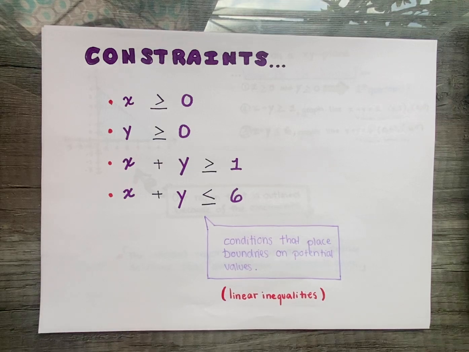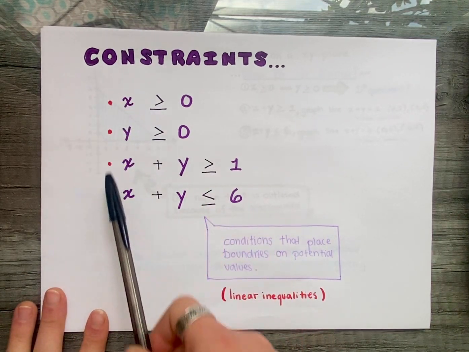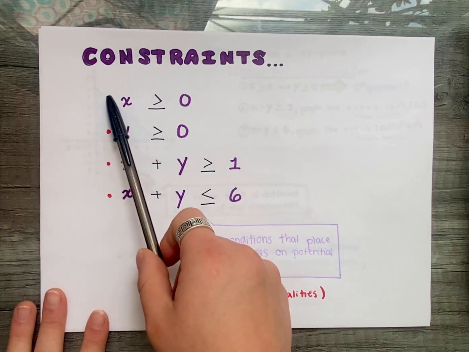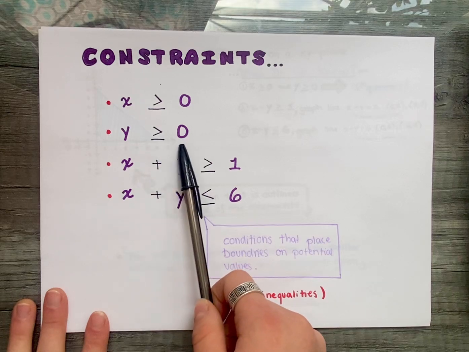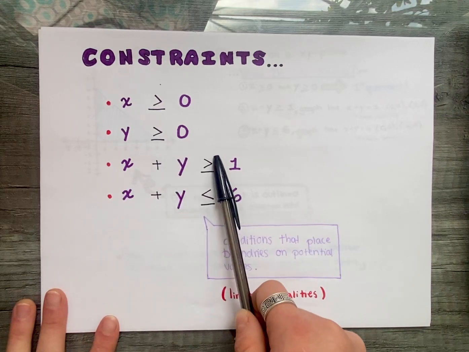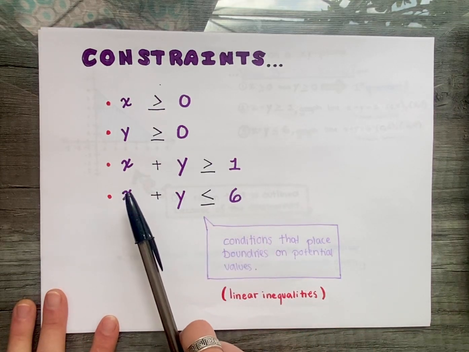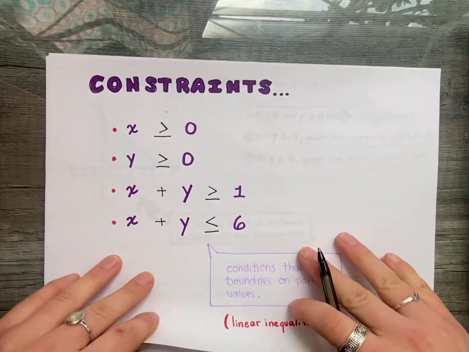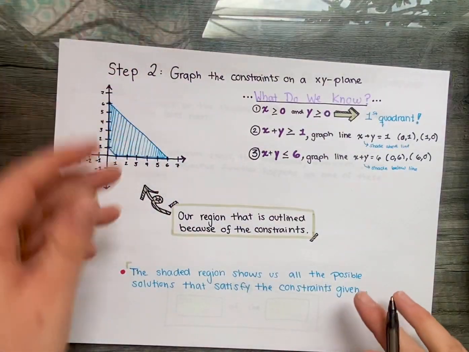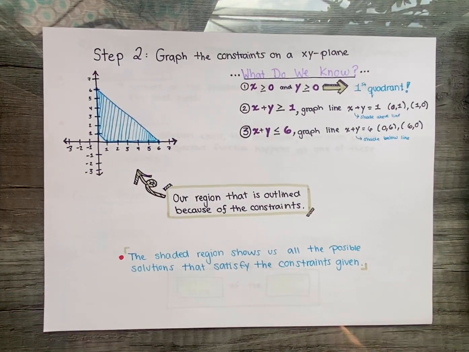So our constraints in the problem are these right over here. x is greater than or equal to 0, y is greater than or equal to 0, x plus y is greater than or equal to 1, and x plus y is less than or equal to 6. So, what do we do now? The next thing I want to go over is graphing our constraints on an XY plane.